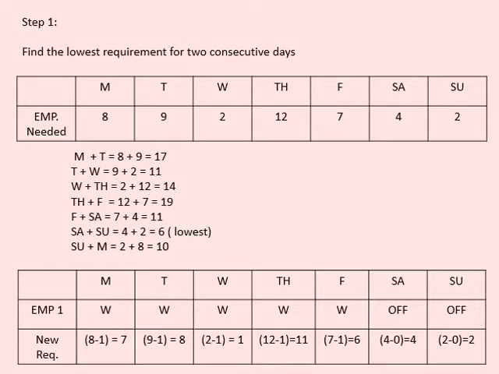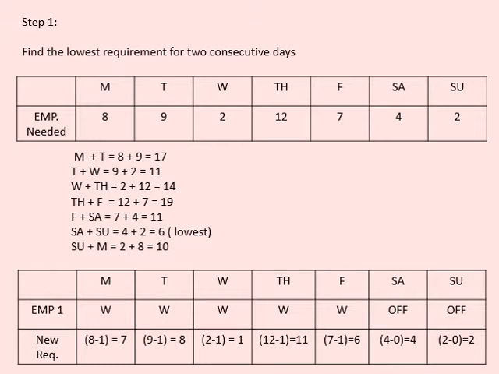Find the lowest requirement for 2 consecutive days. For Monday and Tuesday, the total requirement is 8 plus 9, that is 17. For Tuesday and Wednesday, it is 11. For Wednesday and Thursday, it is 14. Similarly, we conduct the total for 2 consecutive days for the whole week, as shown here. We observe that Saturday and Sunday are the 2 consecutive days with the lowest total requirements, that is, 6 workers.